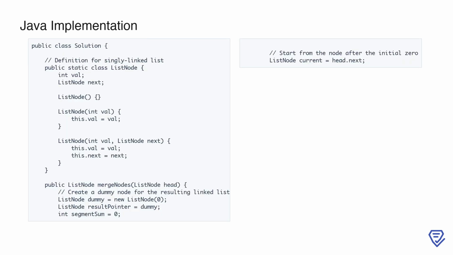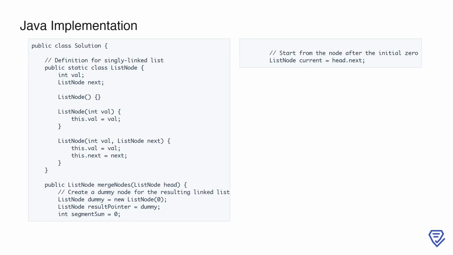Here, we start by defining the structure of our singly linked list using the ListNode class. Each node in the list stores an integer value and a reference to the next node. The class includes several constructors to handle different initialization scenarios, such as creating an empty node, a node with just a value, or a node with both a value and a reference to another node.